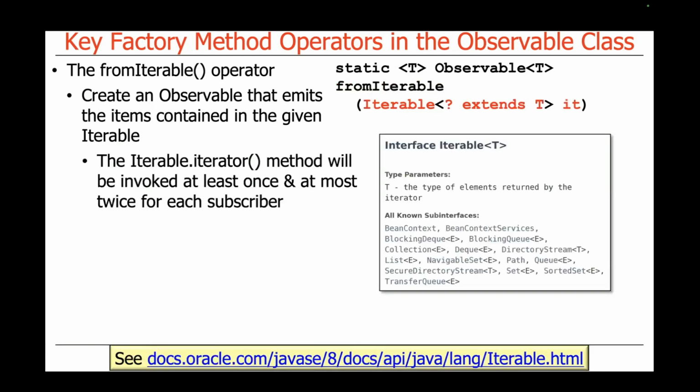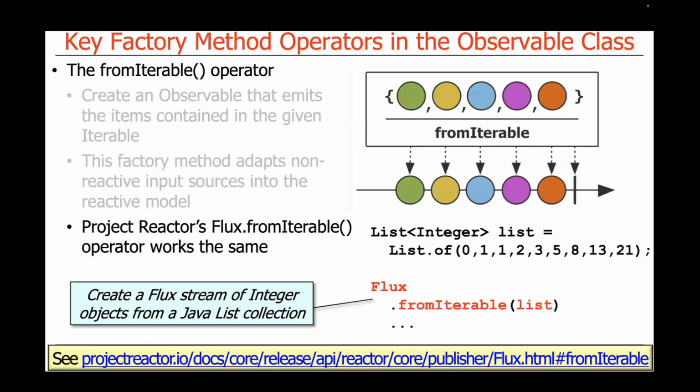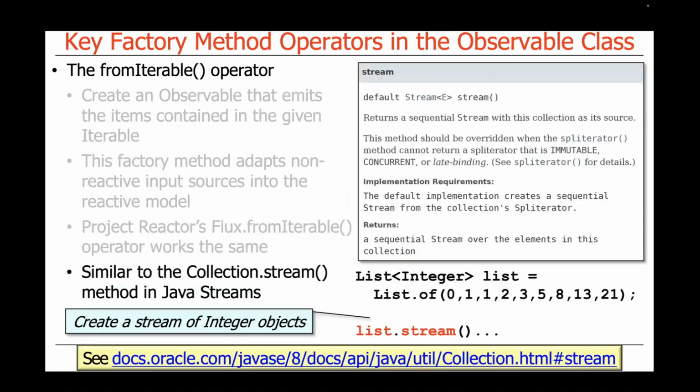So you take some kind of iterable, which again, if you take a look here, you can see you would have something like one of the various sets or lists or collections or whatnot, and that's a way to take Java collections and turn them into observables. So here's a simple example. We've got a list of integers. We can convert that into an observable stream of integers from the Java list collection. No surprise here, Project Reactor Flux has a fromIterable method that works exactly the same.